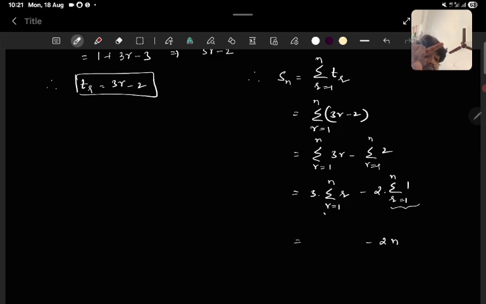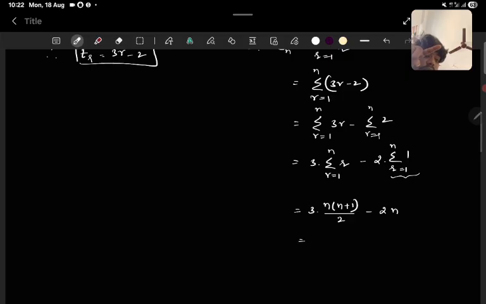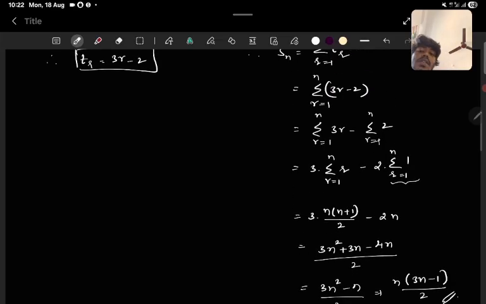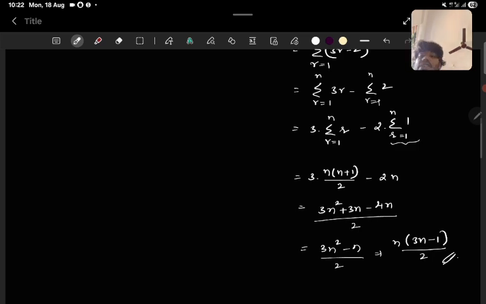And this is actually nothing but sum of natural numbers. So it will be 3 times n(n+1)/2 minus 2n. Okay. So (3n square plus 3n minus 4n) upon 2, which goes like (3n square minus n)/2. n(3n minus 1)/2 is the summation. Okay, beta? So this is how we have to solve the special series. And we'll solve a few more questions also.